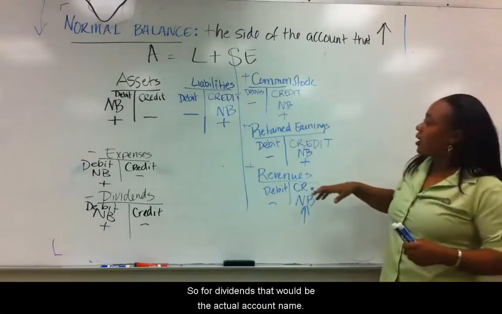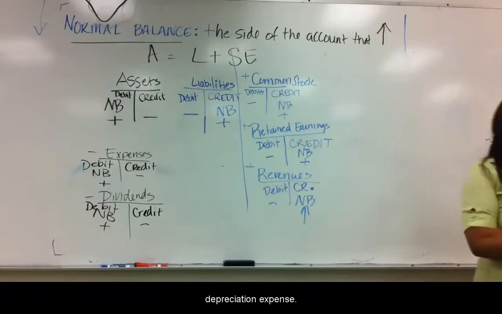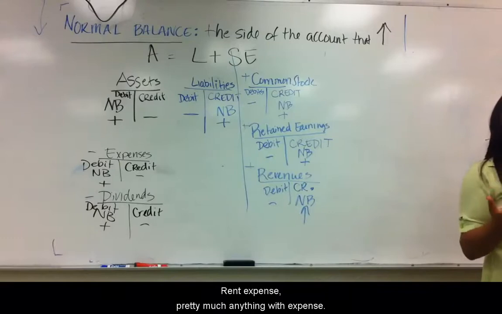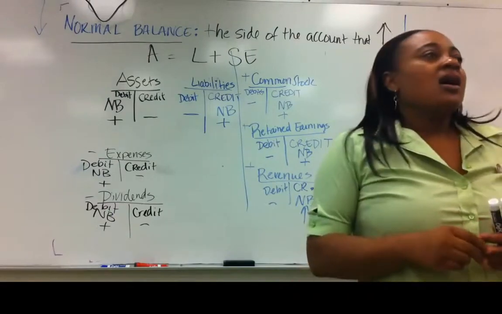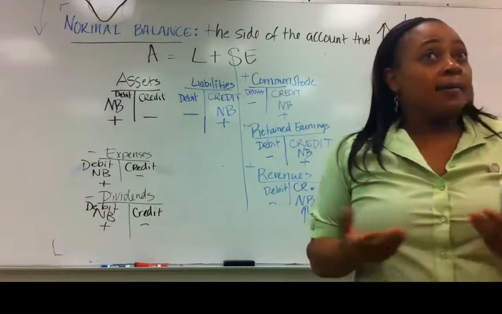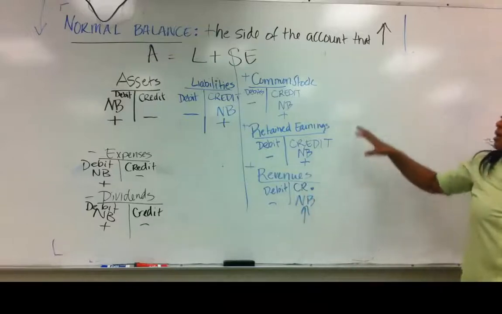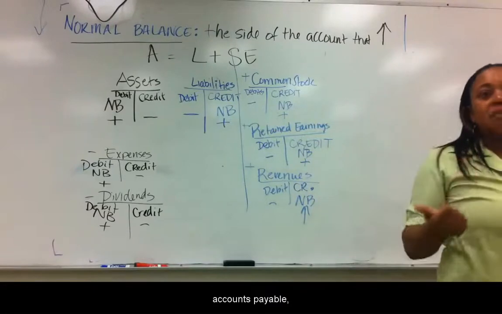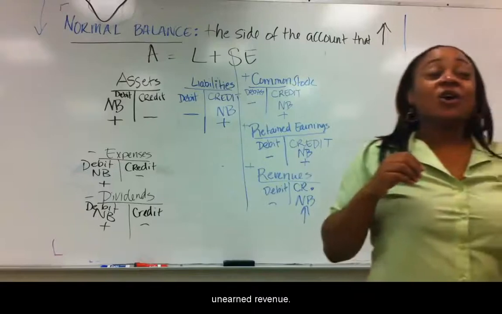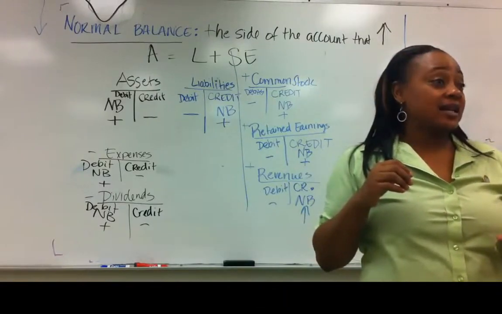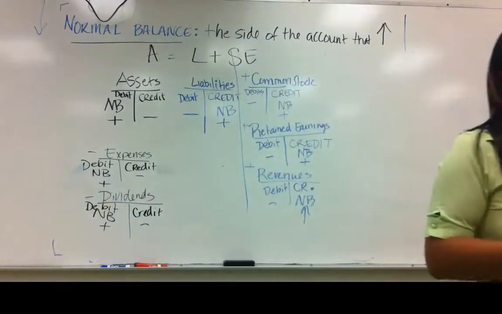Okay. So for dividends, that would be the actual account name. Now expenses would be utilities expense, supplies expense, depreciation expense, rent expense, pretty much anything with expense at the end of its name. Revenues would be service revenues, fees earned, earned revenue, rent revenue, commissions revenue or commissions collected. Those would be examples of revenue accounts. Examples of liabilities would be accounts payable, notes payable, mortgage payable. Unearned revenue would also be an example of liability, because you are in debt to your customer for amounts they paid you in advance. Those would be examples.